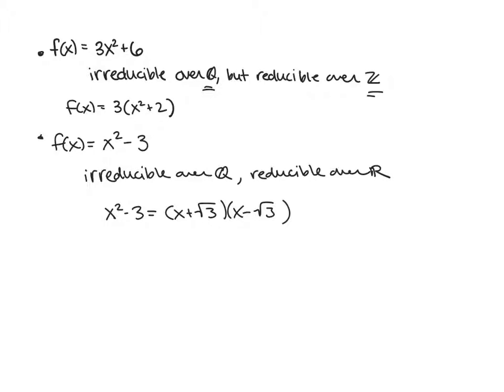We can also think about reducible versus irreducible over finite fields. So let's think about x squared plus 2. This is irreducible over Z5, but it's reducible over Z3.